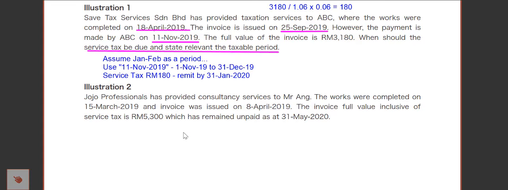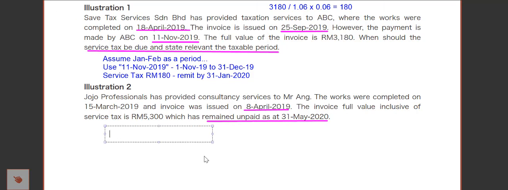Okay. Now, look at the second example. Jojo Professionals has provided consultancy service to Mr. Ang. The works were completed on 15 March 2019. The invoice was issued on 8th of April, but the invoice, inclusive of the service tax, 5,003, remained unpaid even up to the end of 31st May 2020.